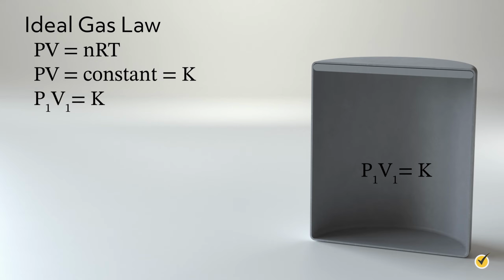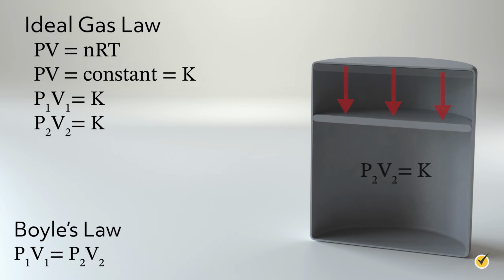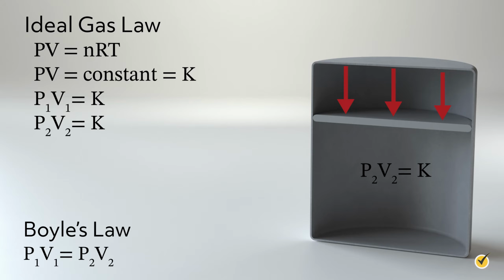So if we look at a system with an initial P1 and V1 and then change the volume and note the corresponding pressure change, then we can set P1 V1 equals P2 V2. This is an expression of Boyle's law for a system with a constant temperature and number of moles of gas. Let's look at a couple of examples illustrating how Boyle's law is applied and do some simple calculations to understand the nature of the inverse relationship.